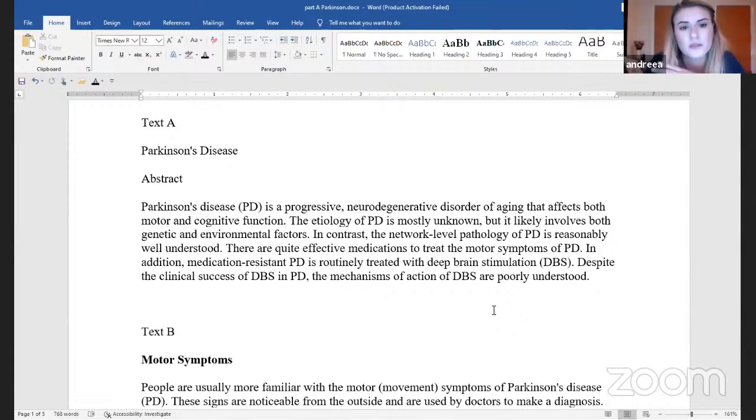In addition, medication resistant. Brain stimulation. It's treated with brain stimulation. Yes, so medication-resistant PD is routinely treated with deep brain stimulation. So your answer on your answer sheet would be the letter A. Okay? Good.